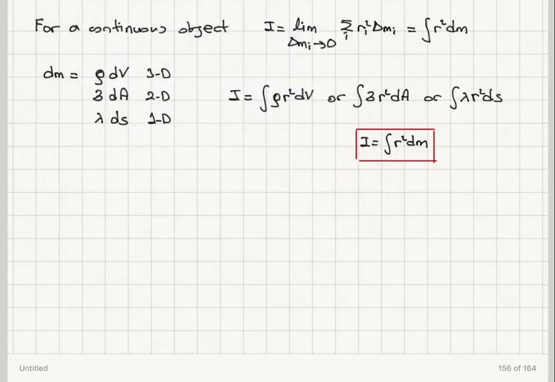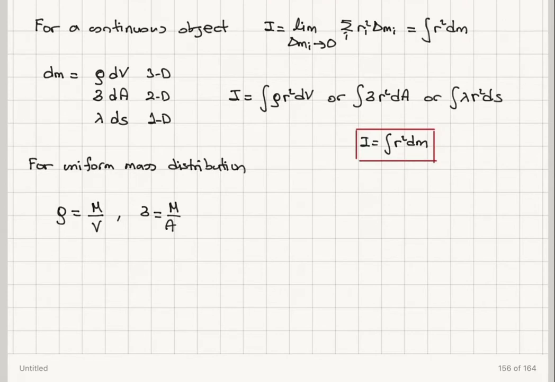And if you remember, for uniform mass distribution, the mass density rho is equal to total mass divided by the volume. Mass density sigma is total mass divided by total area, and mass density lambda is total mass divided by the length of the object. So this is for uniform mass distribution. We have this result.